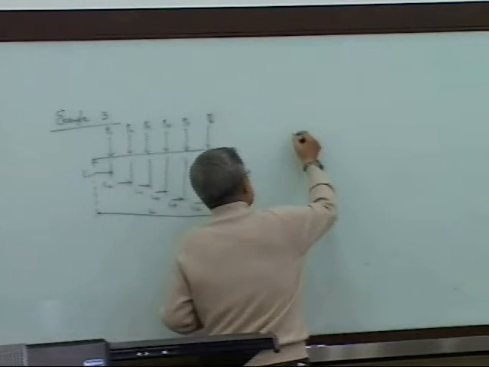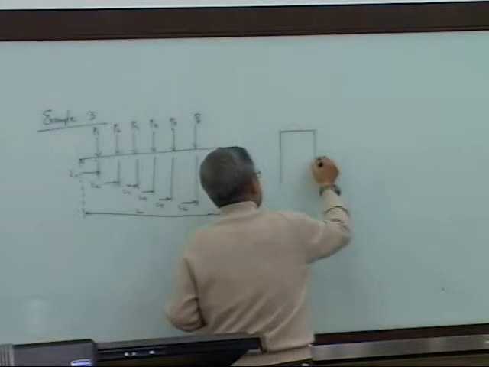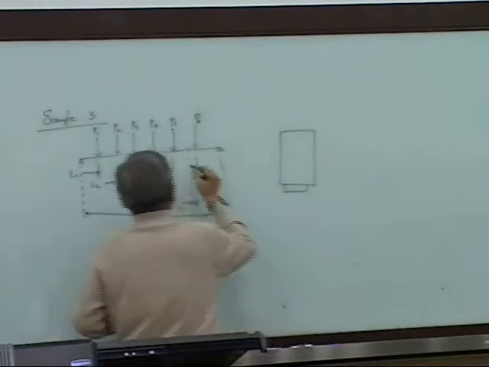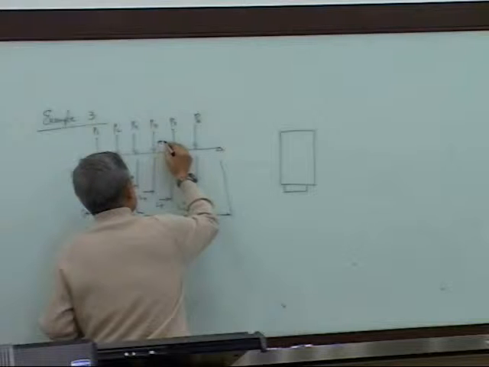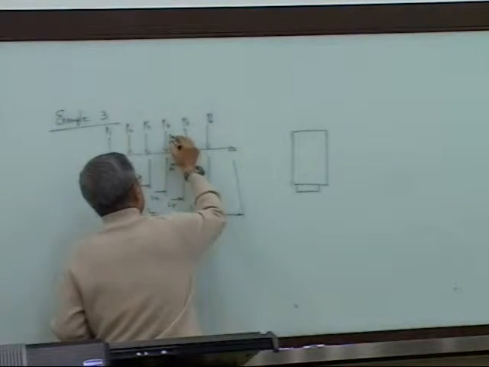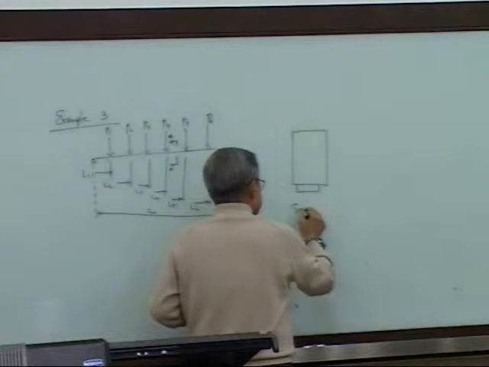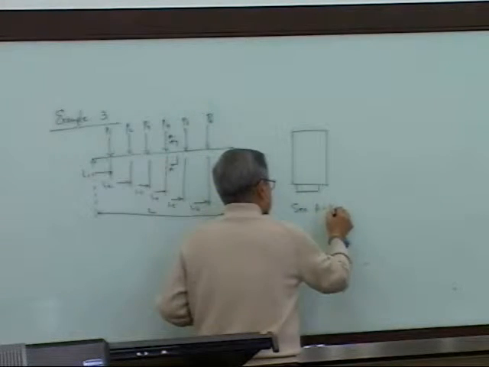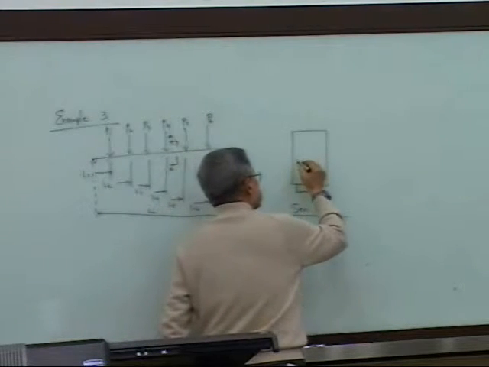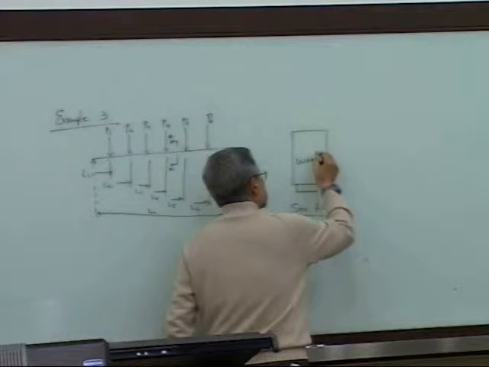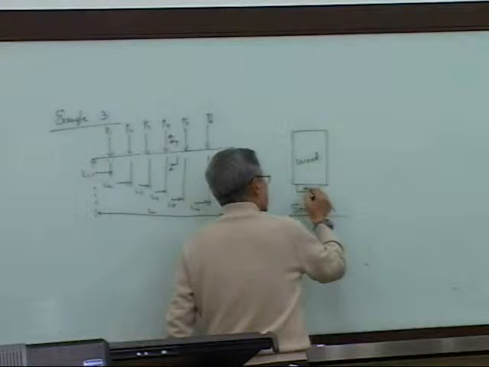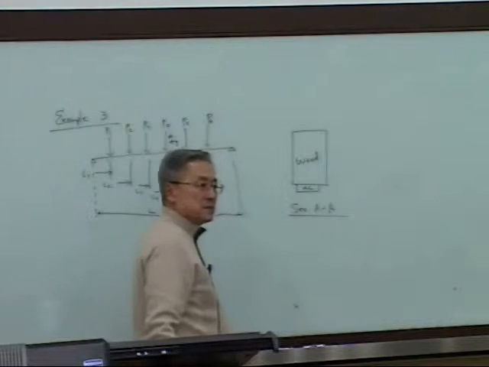And cross-sectional. So this is like this cross-section. This is section AA. This is wood. And this bottom plate happens to be aluminum.